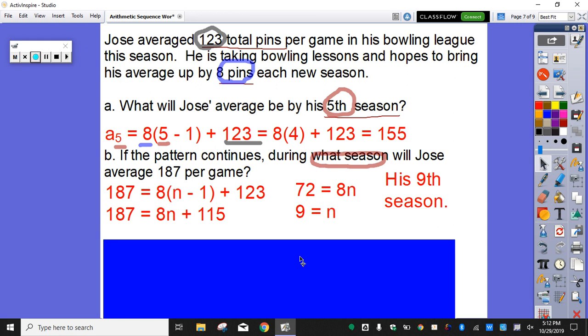So in this one, putting all my information into place, I have the 187 here in the A sub N place. 8 was my common difference, 123 is my first term. Variables on this side, so I have to solve. Subtract 115, divide by 8. It's his 9th season.